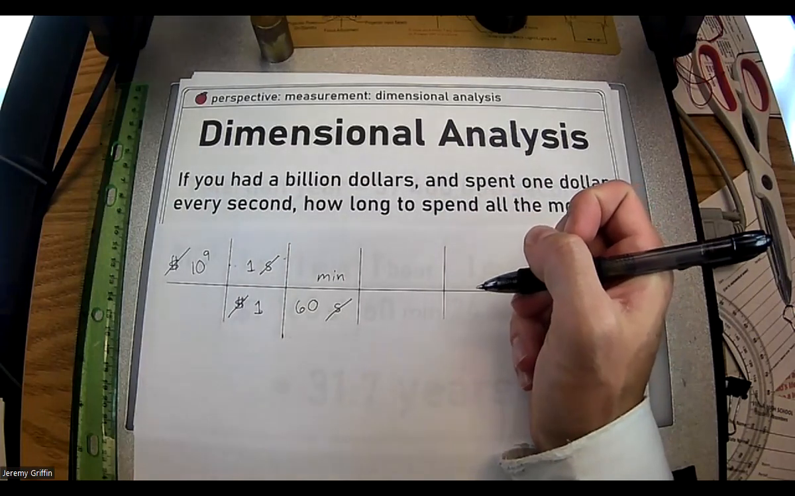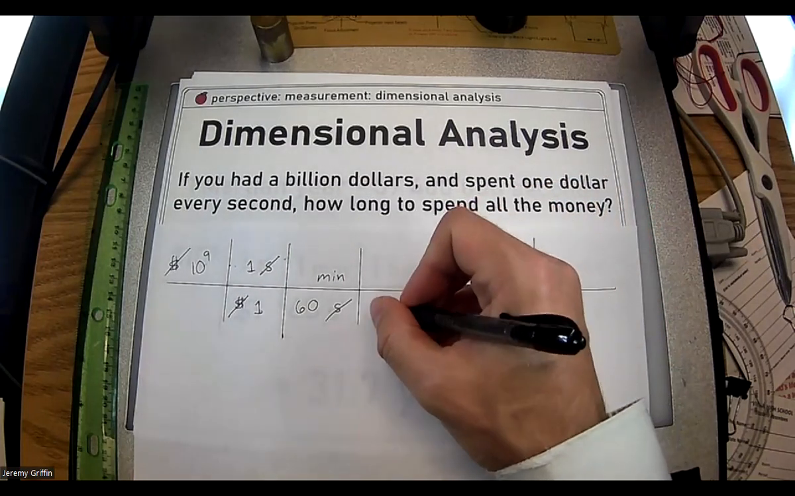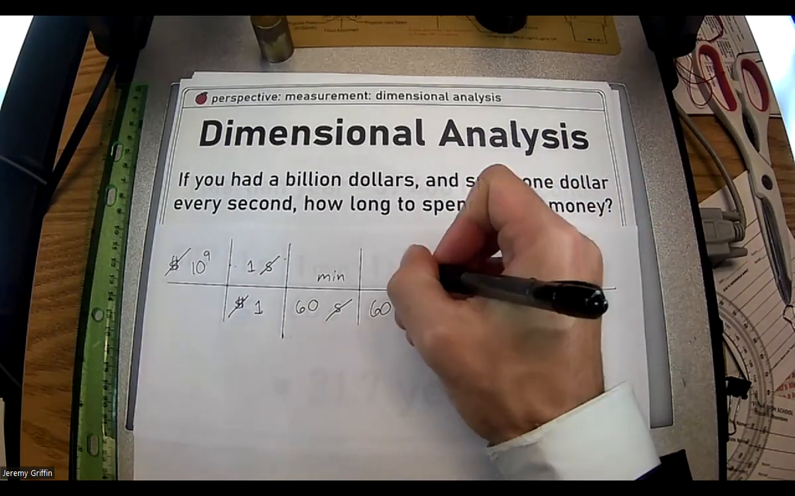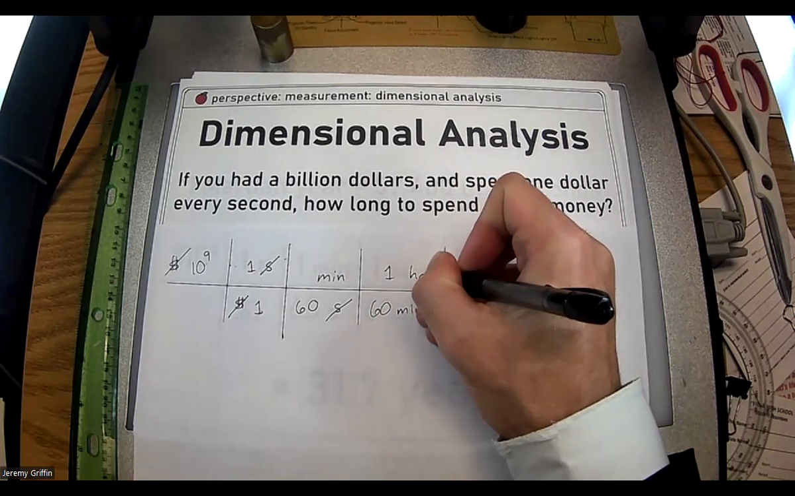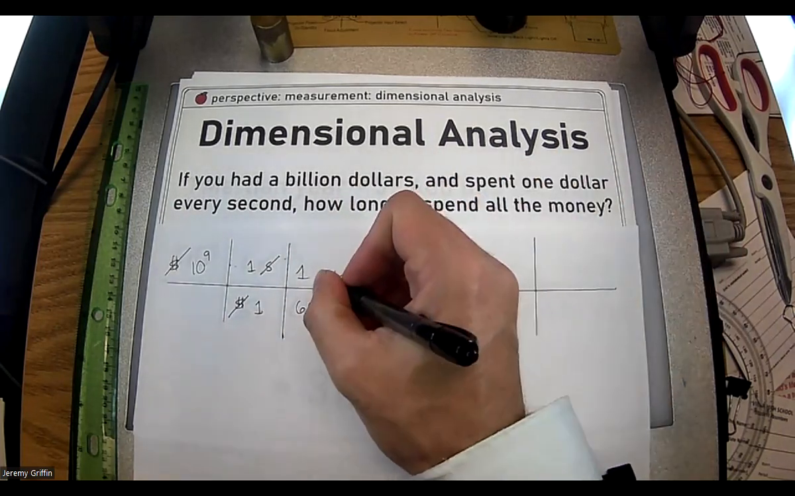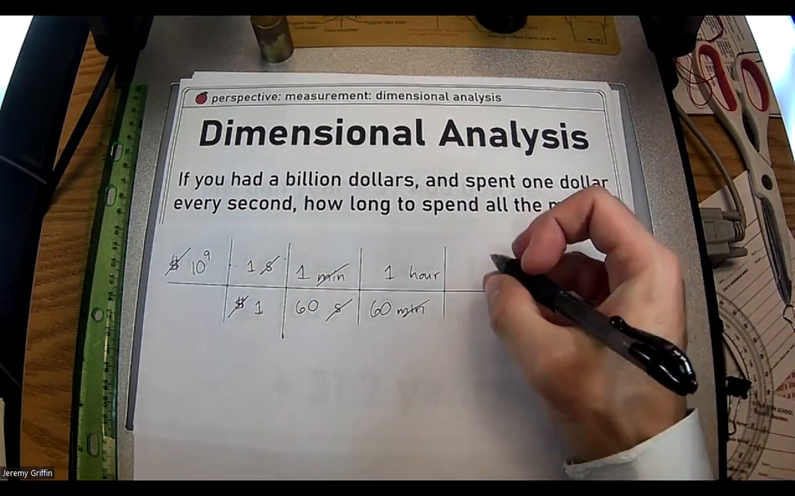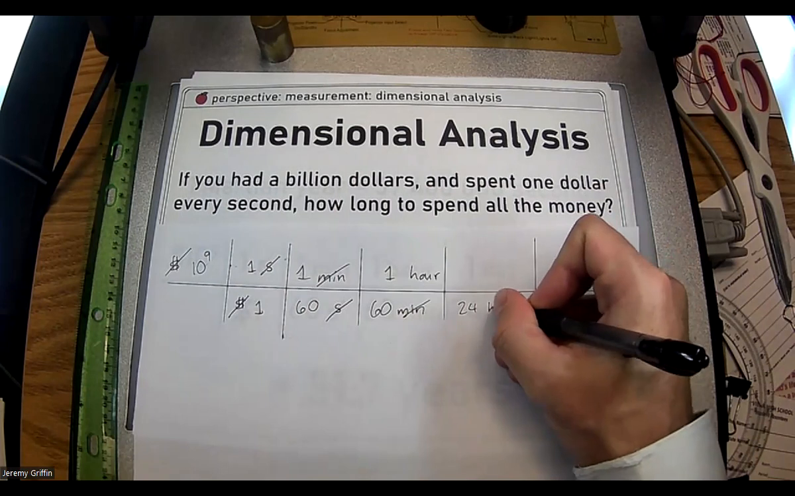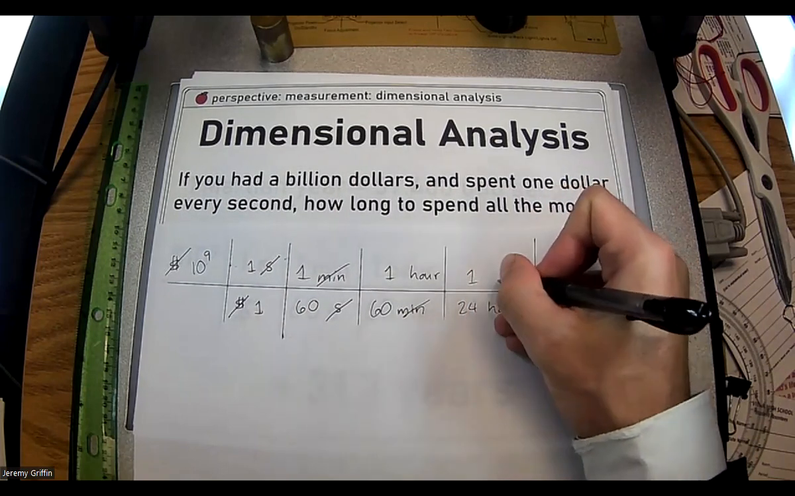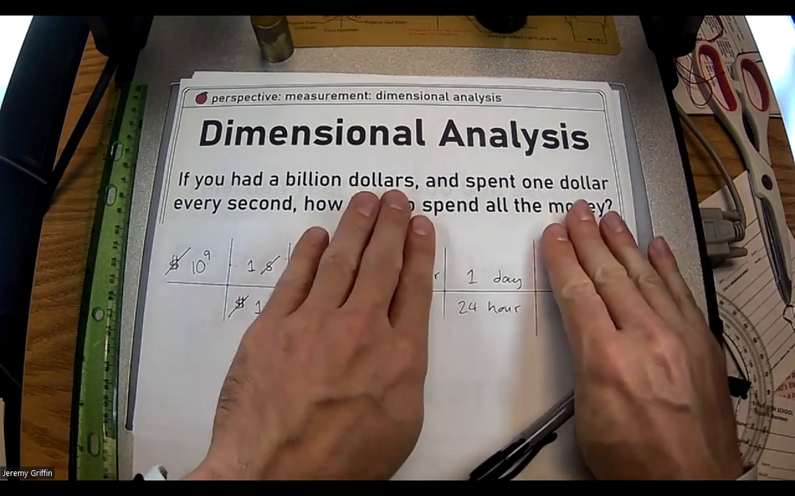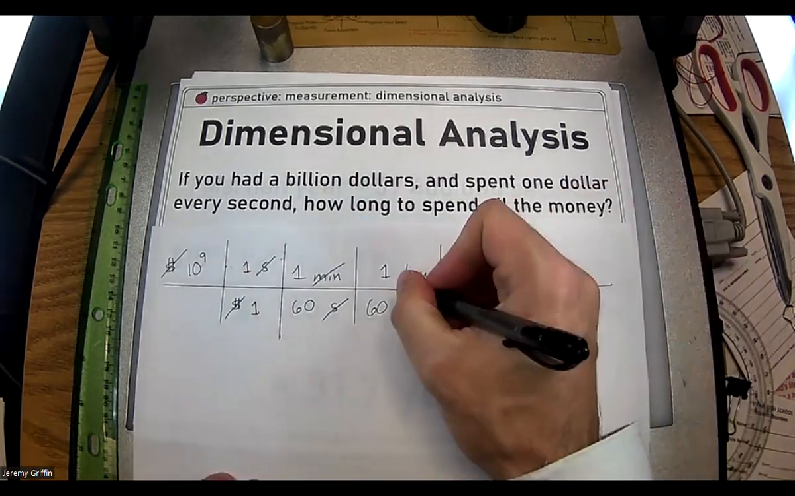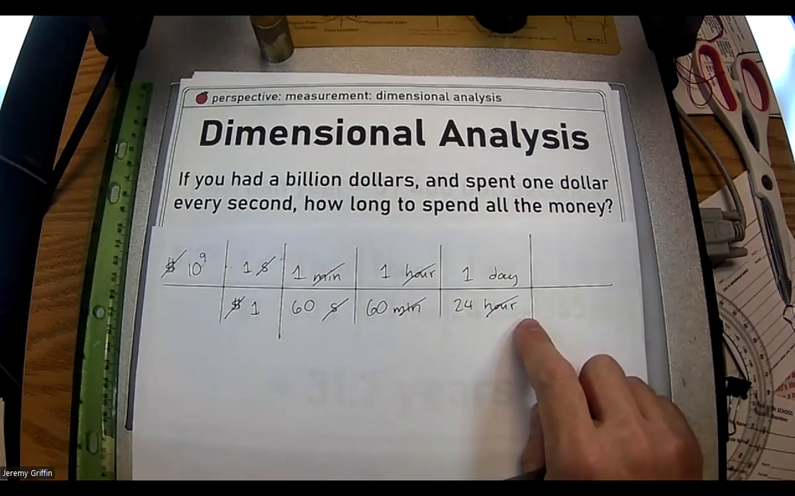60 minutes in an hour. Does 60 go on the bottom again? Yep, 60 minutes is equivalent to 1 hour. Throw a little 1 here. But now it's set up in such a way that we know how many hours to spend all the money. Let's go 24 hours and 1 day. Again, those are equivalent. That fraction is still equal to 1. But now hours goes away. Now we know how many days.